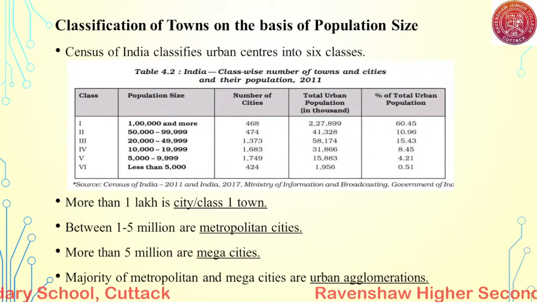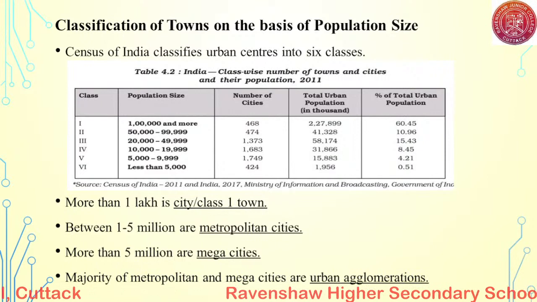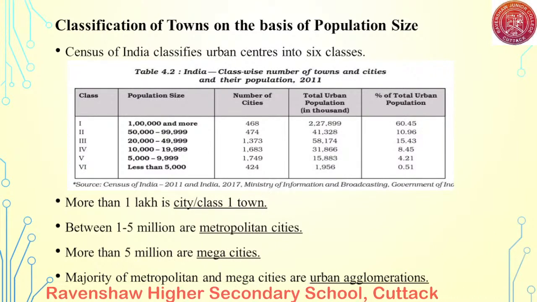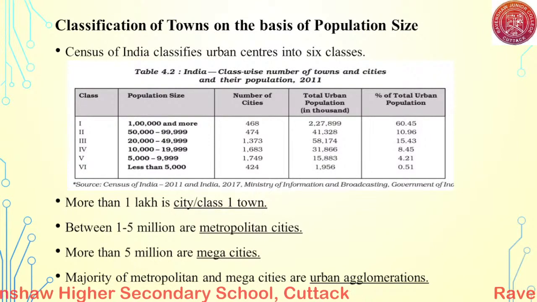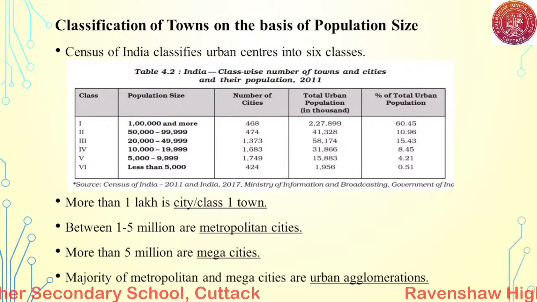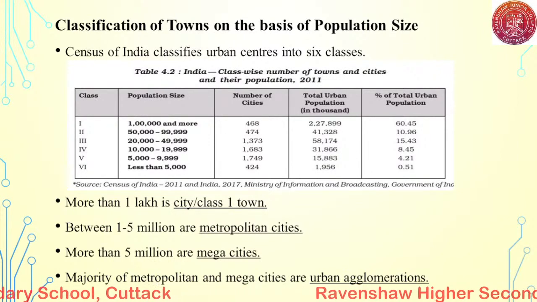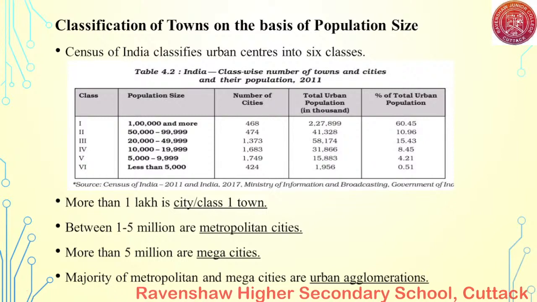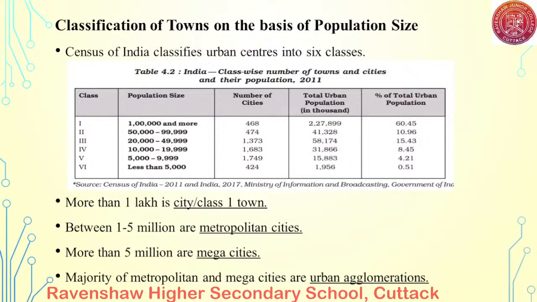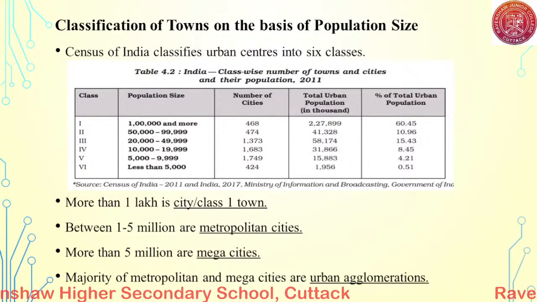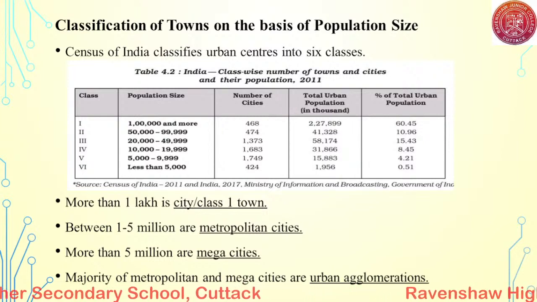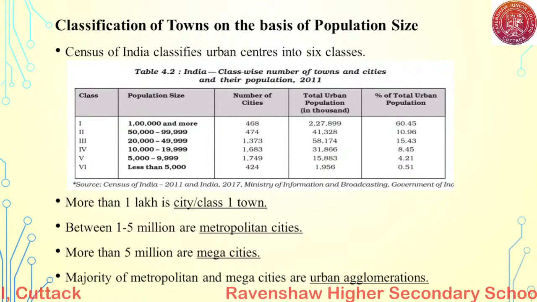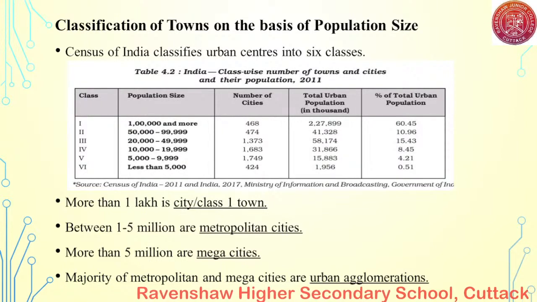Then urban settlements can be classified on different bases, and one of the bases is population size. What is the size of the population? On the basis of the size of the population, urban settlements can be classified into 6 categories.